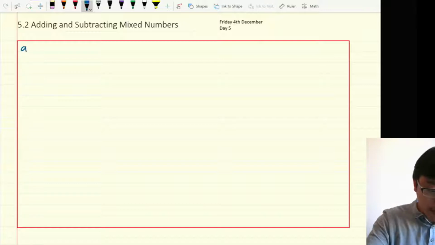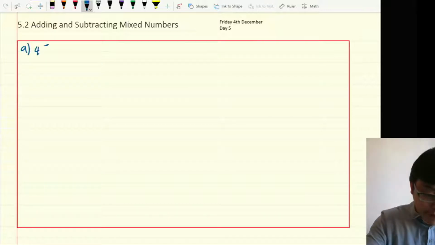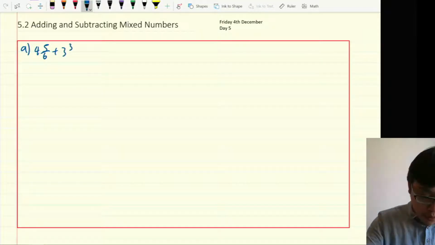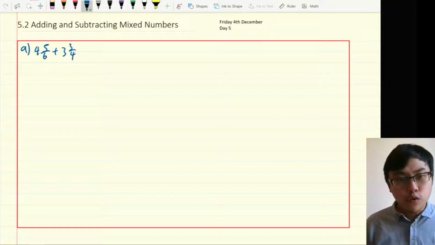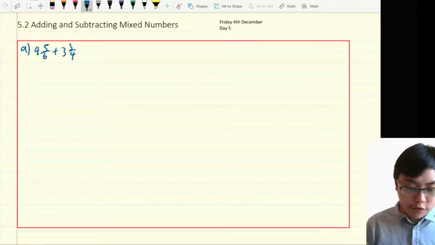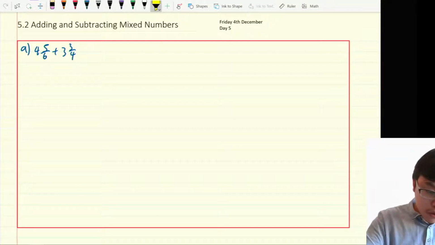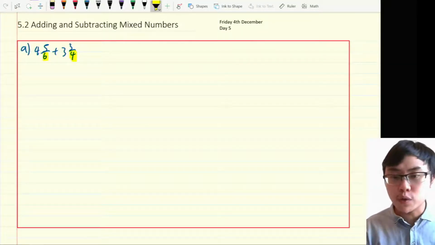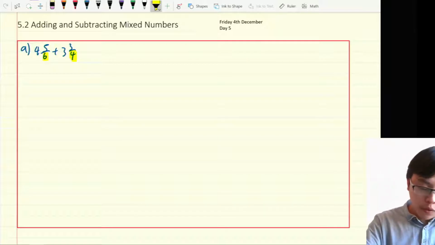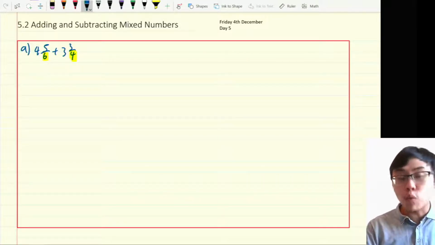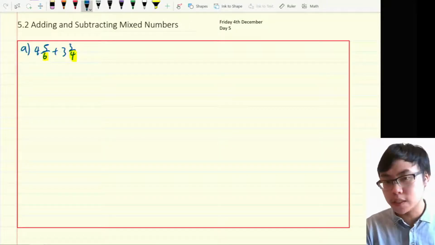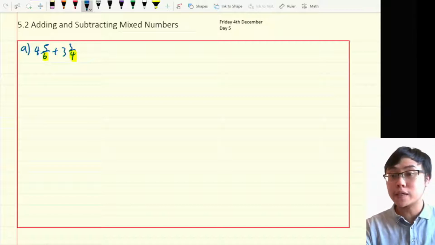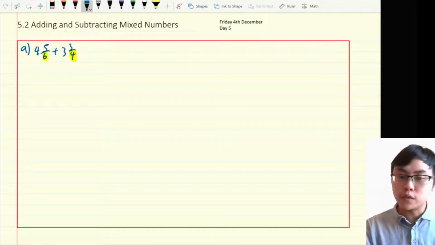We're going to start with example A, where we have 4 and 5 over 6, and we want to add 3 and 3/4. So we have two mixed numbers that we're going to add to each other. The first thing you would notice is that these two fractions have different denominators. So eventually we're going to have to change the denominators. I'm going to show you a way of doing it. Now, there are multiple ways of doing these mixed numbers. I'm just going to show you one of them that I am most comfortable with, and I want to show you how you can do it as well.